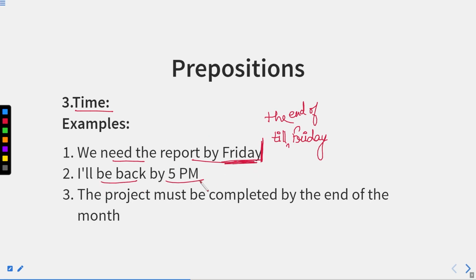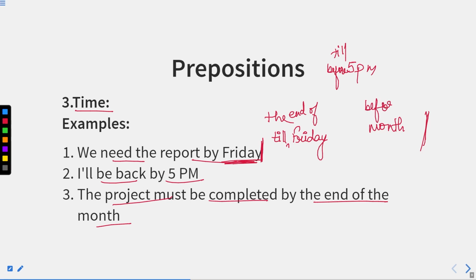I'll be back by 5 p.m. It means before 5 p.m. So by 5 p.m. means before 5 p.m. or till 5 p.m. The project must be completed by the end of the month. It means till the month ends, so before the end of the month. So this is the style of writing time with the preposition by.